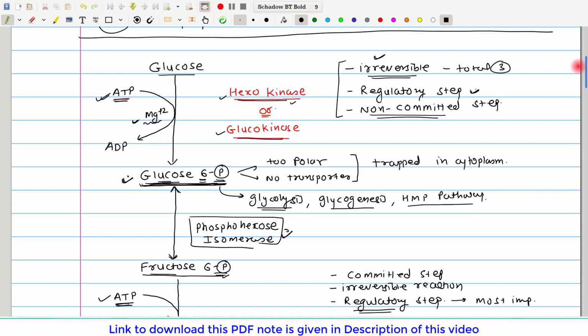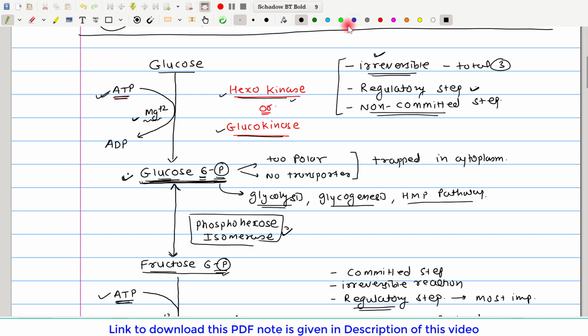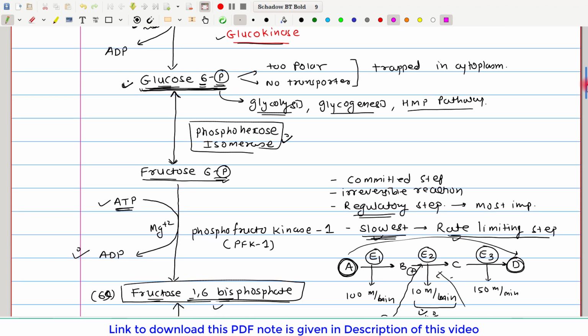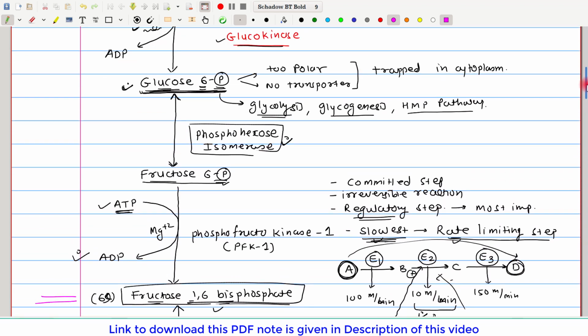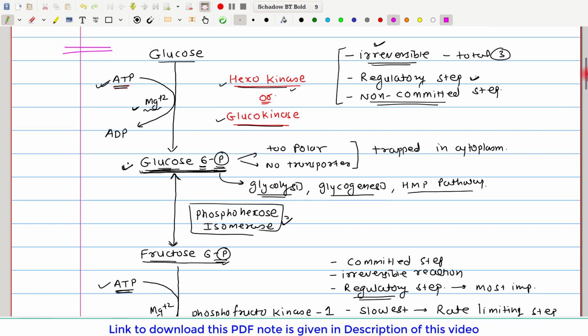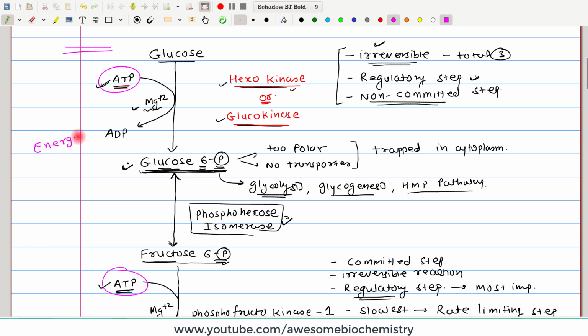As you can see, this completes the glycolysis pathway, and we can divide this glycolysis pathway into 3 phases. Starting from glucose and ending with fructose 1,6-bisphosphate, during these steps ATP is not generated, rather ATP is getting utilized, right? So we call this phase the energy investment phase.